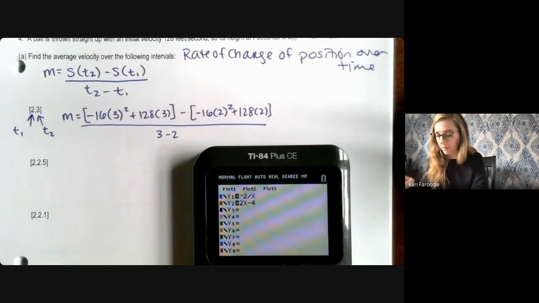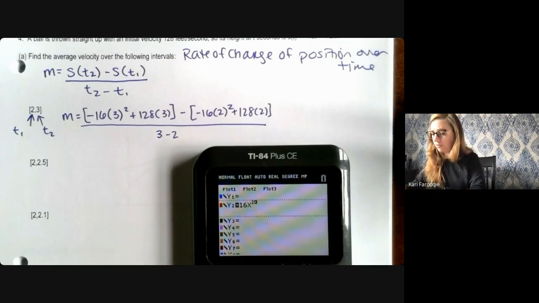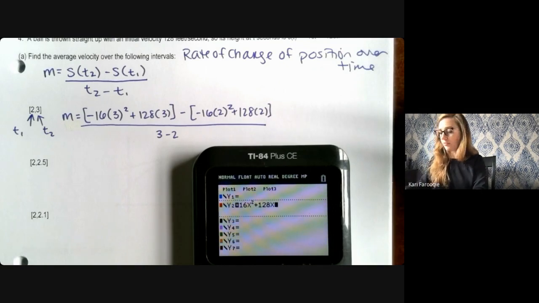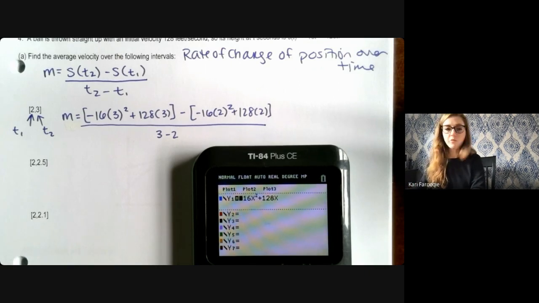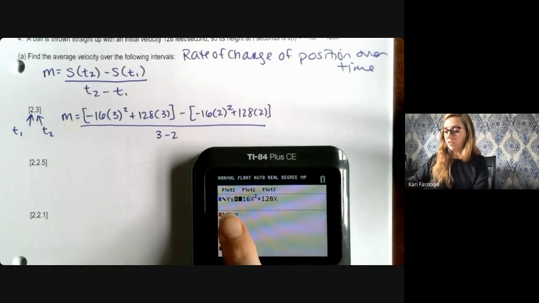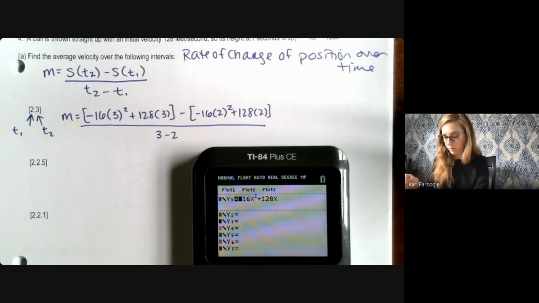You could, of course, pick up values from your table. And if you're like, wait a second, doesn't this function look familiar? Didn't I just enter this? Yes, you did. Enter it into your y equals. Somehow that went into my y sub 2. That's all right. Actually, I don't want it in my y sub 2. Negative 16 x squared plus 128x, I'm going to get rid of that. All right, so negative 16x squared plus 128x. This is in my y sub 1. It's important that it's in my y sub 1 because I'm going to pull up that variable.